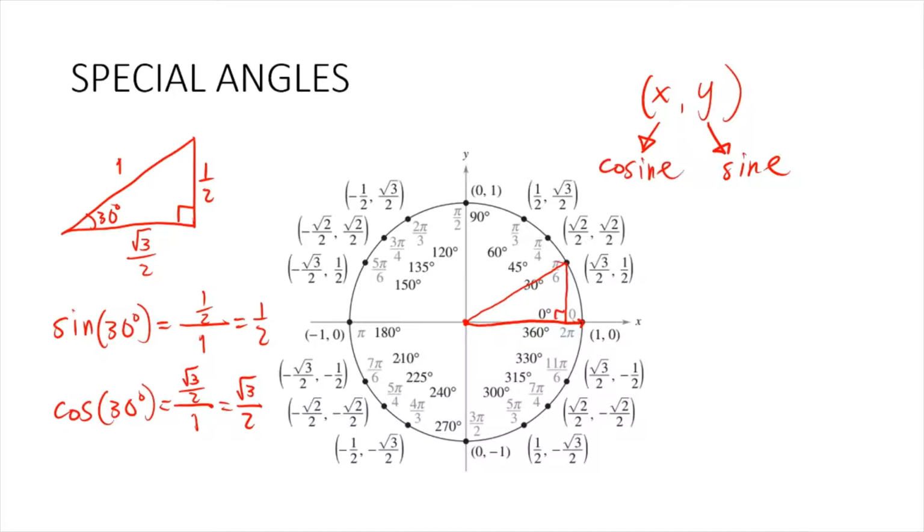So let's say cosine of 60 degrees, then the value is the x component of the ordered pair, which is 1/2. Sine of 60 degrees, on the other hand, is the y component of the ordered pair, which is square root of 3 over 2. And then for the rest of the trigonometric functions, the tangent function and the reciprocal trigonometric functions, cotangent, secant, and cosecant, will just follow. Just remember that cosine corresponds to the x component and the sine function corresponds to the y component of the ordered pair.